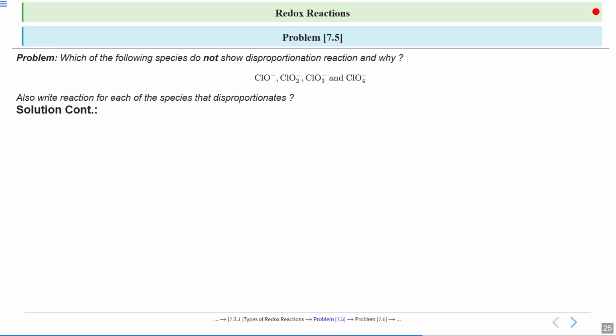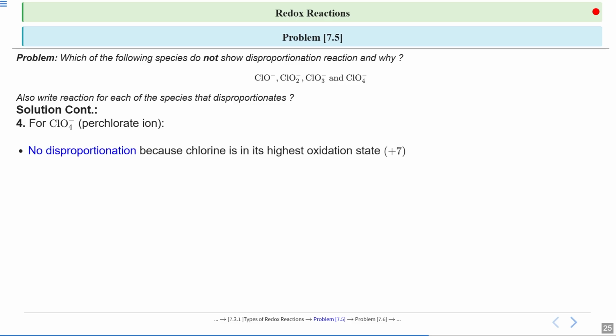While in the next one, for the perchlorate ion, there is no disproportionation reaction because chlorine is in the highest oxidation state, that is +7.